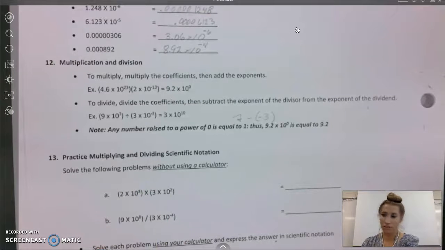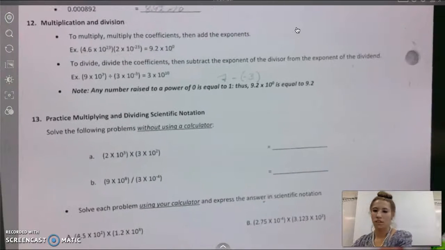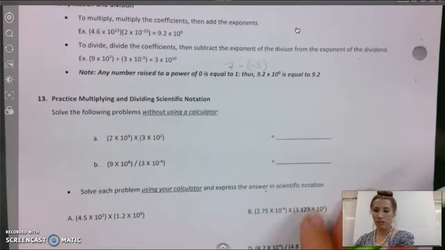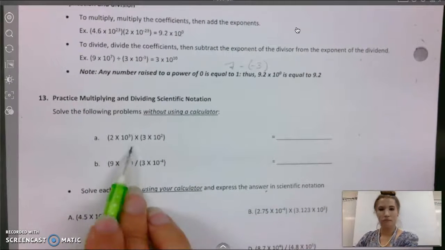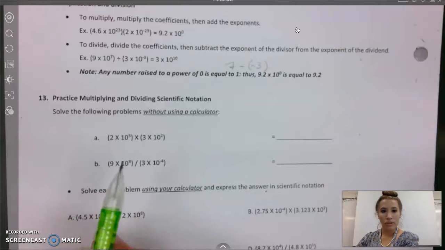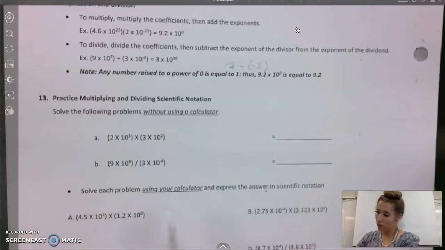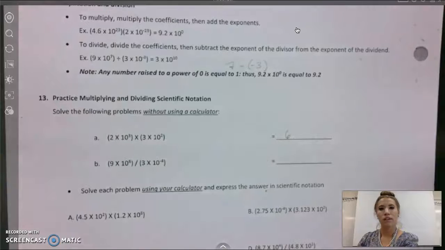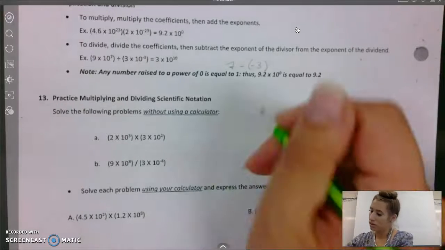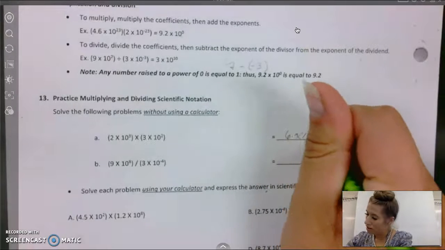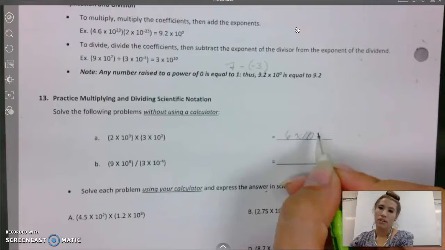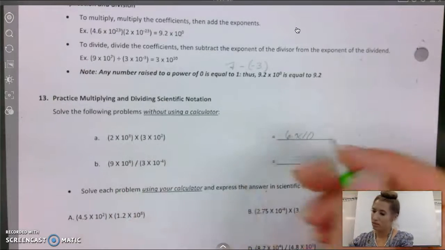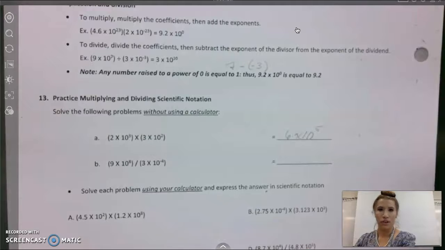Let's work on a few together. Ready? Okay, first let's recognize, are we multiplying, are we dividing? This first one, we're multiplying. And so we're going to go back to our rules. The coefficients we multiply. So 2 times 3 gets 6. And the powers, the times 10, our exponent, is the two values added together. So we have 3 plus 2 gives us 5.